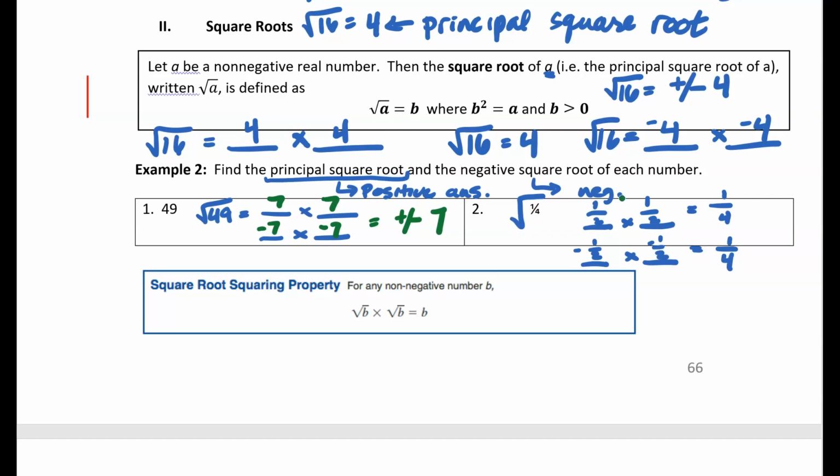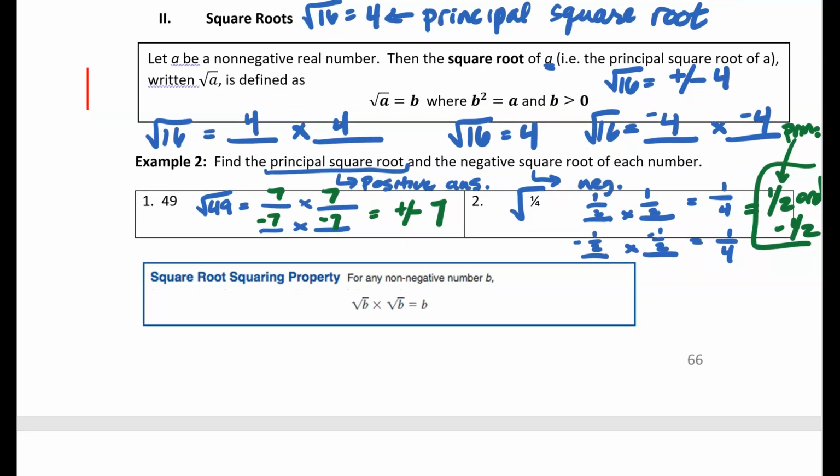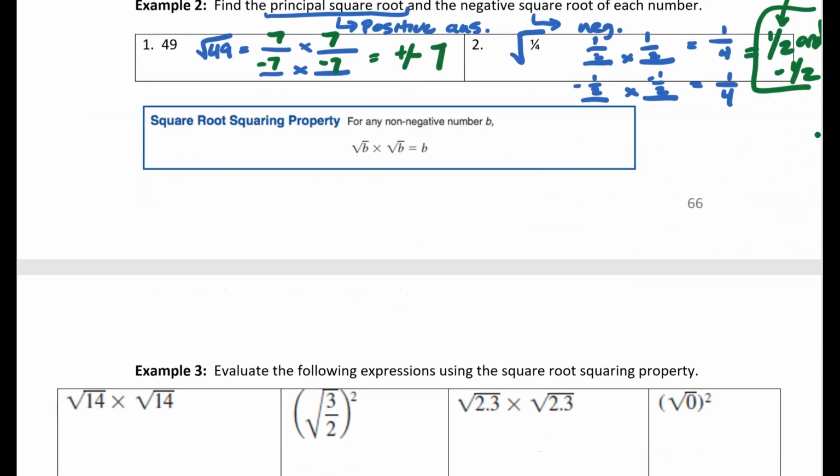So 1/2 is the principal square root. So our answer here is 1/2 and negative 1/2. And then this one, we weren't asked to label it, but that one's the principal square root since it's the positive answer. So what happens, we've multiplied two whole numbers, but we haven't multiplied two square roots yet.